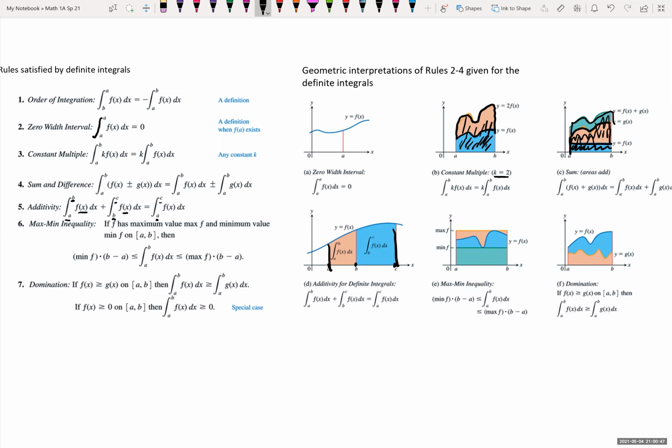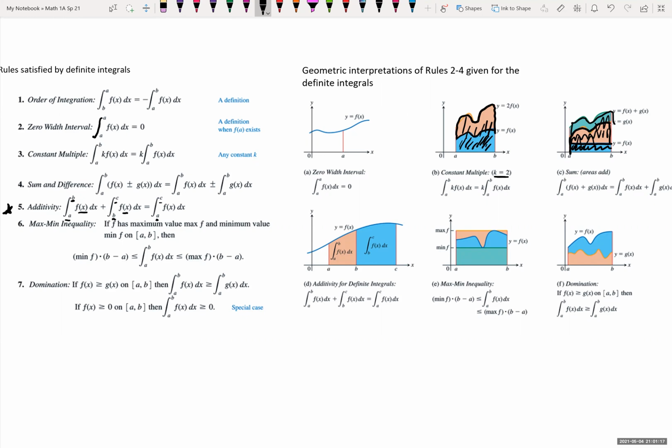Sometimes we like to go backwards because if we're trying to find area and our function dips below the x-axis, notice that when I look at the height of a rectangle, that's going to give me a negative number. And so knowing this formula is going to be helpful for us if we're trying to find area and part of our graph dips below the x-axis. We can split it up.